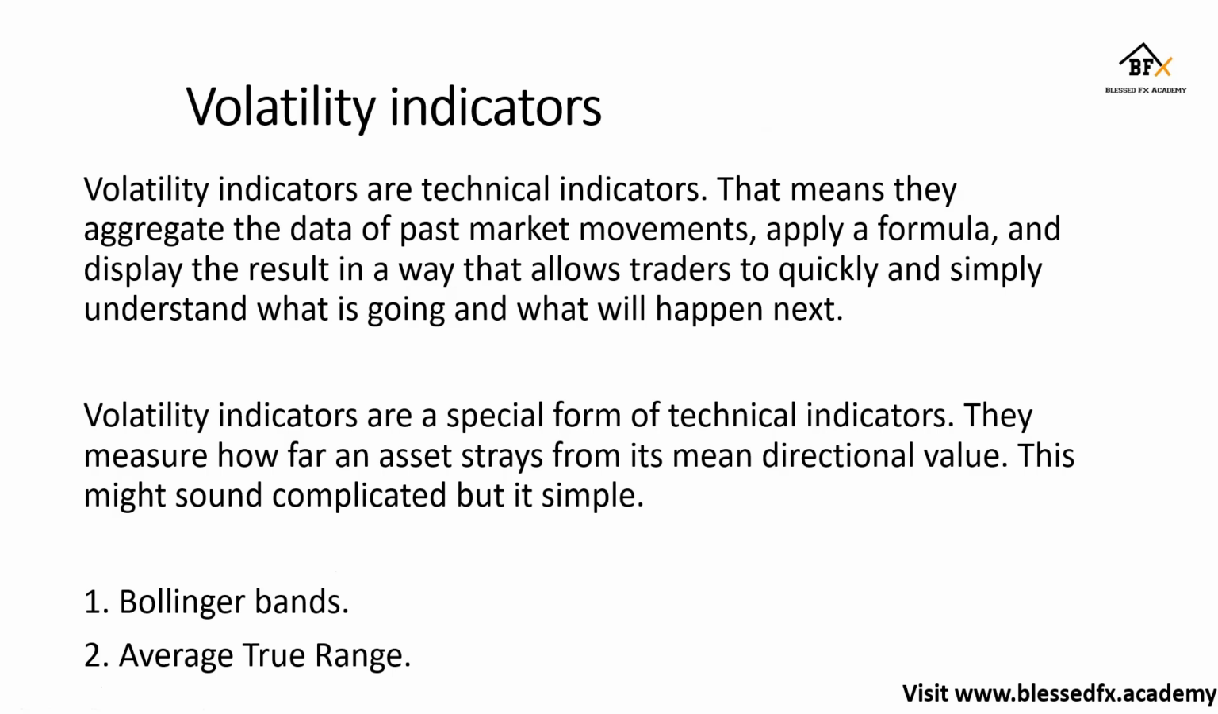Indicators are simple to use. That's why we are beginning from them. We can identify some trends, and they will help us in the beginning part of our analysis. Some examples of volatility indicators are Bollinger Bands and the average true range.